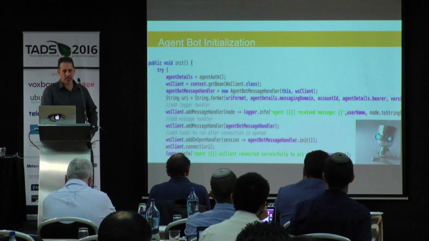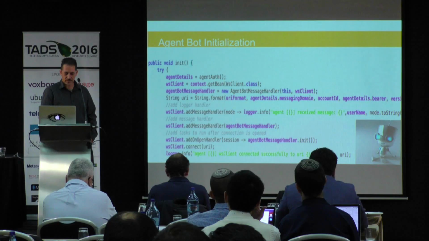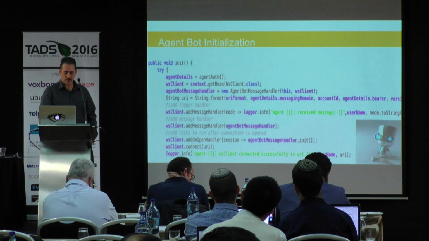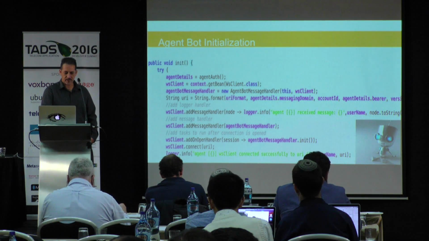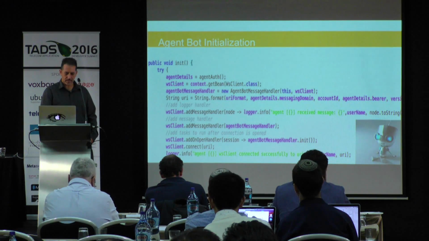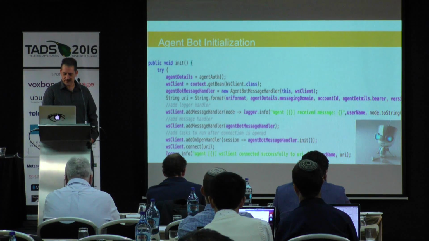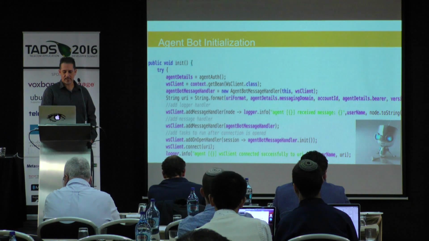Now let's dive into more details. So basically what we do here first is authentication. Then we need to create the WebSocket client and the message handler. We add the message handler to the client, and then we can connect. I also added a log handler just to print it in my logs. And now, after we do that, we have an agent bot that is initialized.